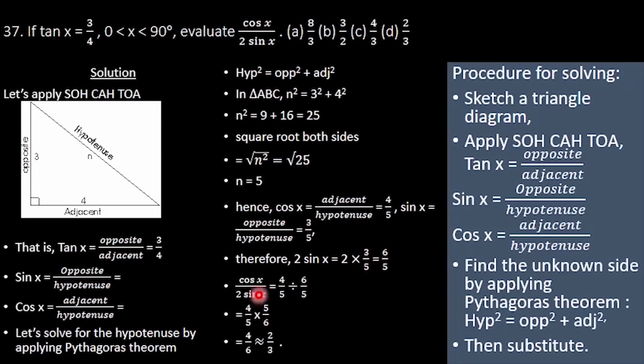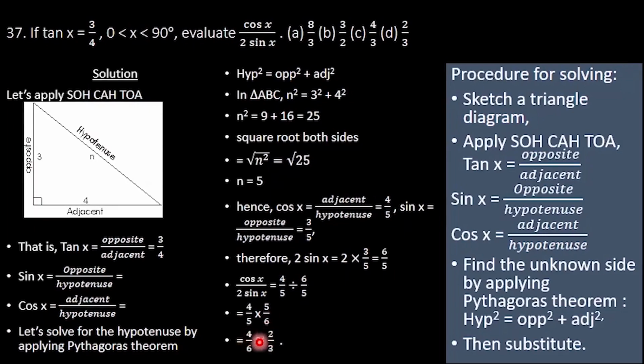Cos s over 2 sin s is equal to 4 over 5 divided by 6 over 5. Then change this division sign to a multiplication sign by inverting this value. You now have 4 over 5 times 5 over 6. 2 into 4 gives 2, 2 into 6 gives 3.